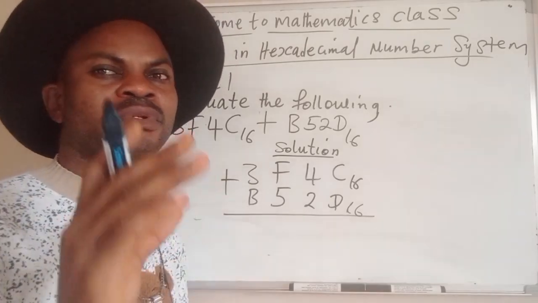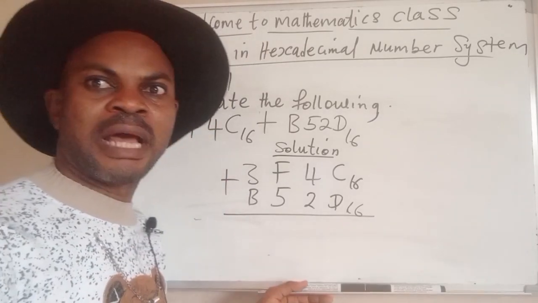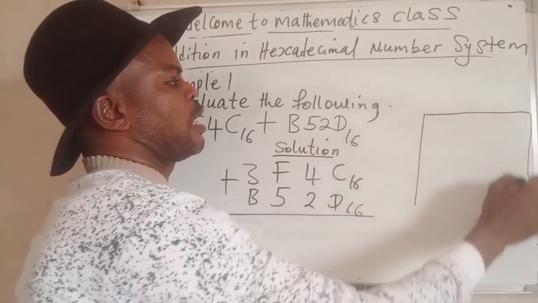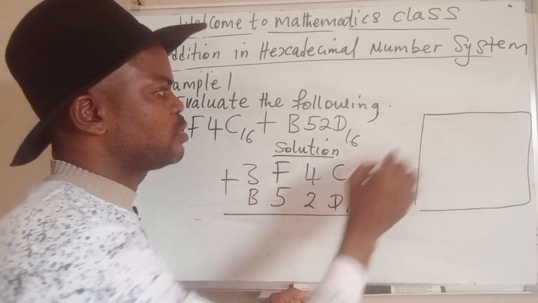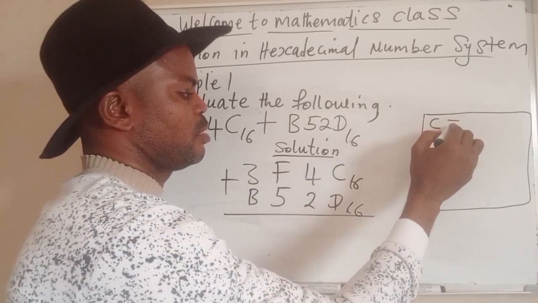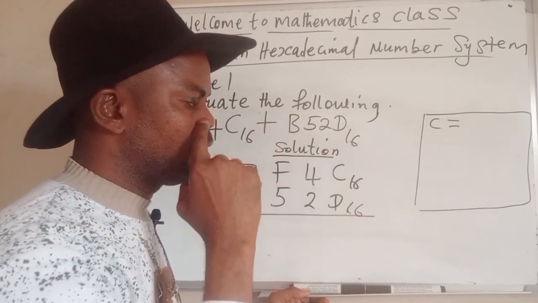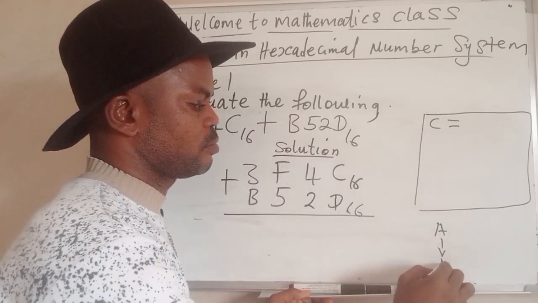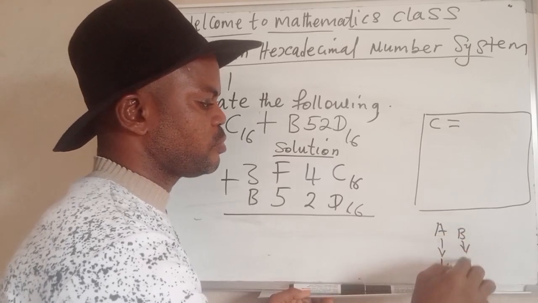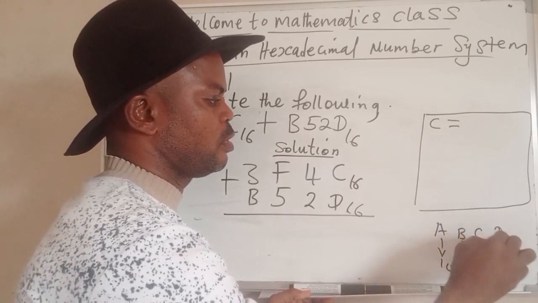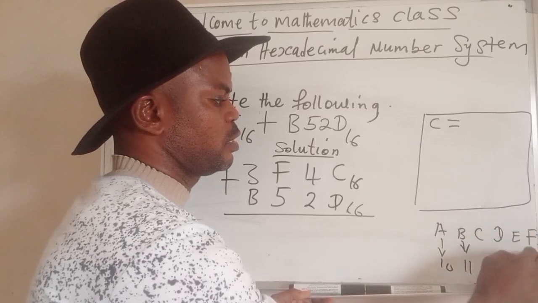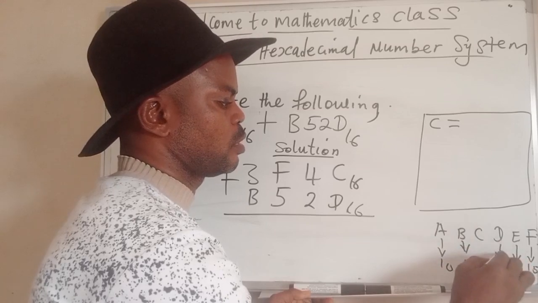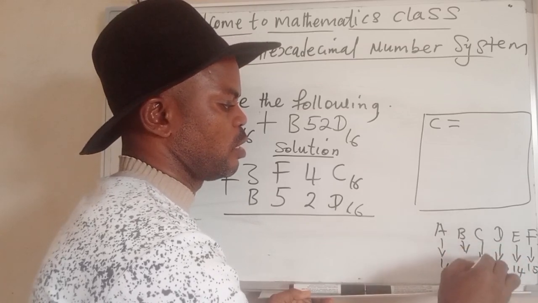So you apply the principle of addition and subtraction in base 16. Now what happens? We say C plus D. Let's use a board to do our calculation externally. So C plus D. Remember what C is, let me write it again: A is 10, B is 11, C, D, E, F. This is 15, this is 14, this is 13, and C is 12.